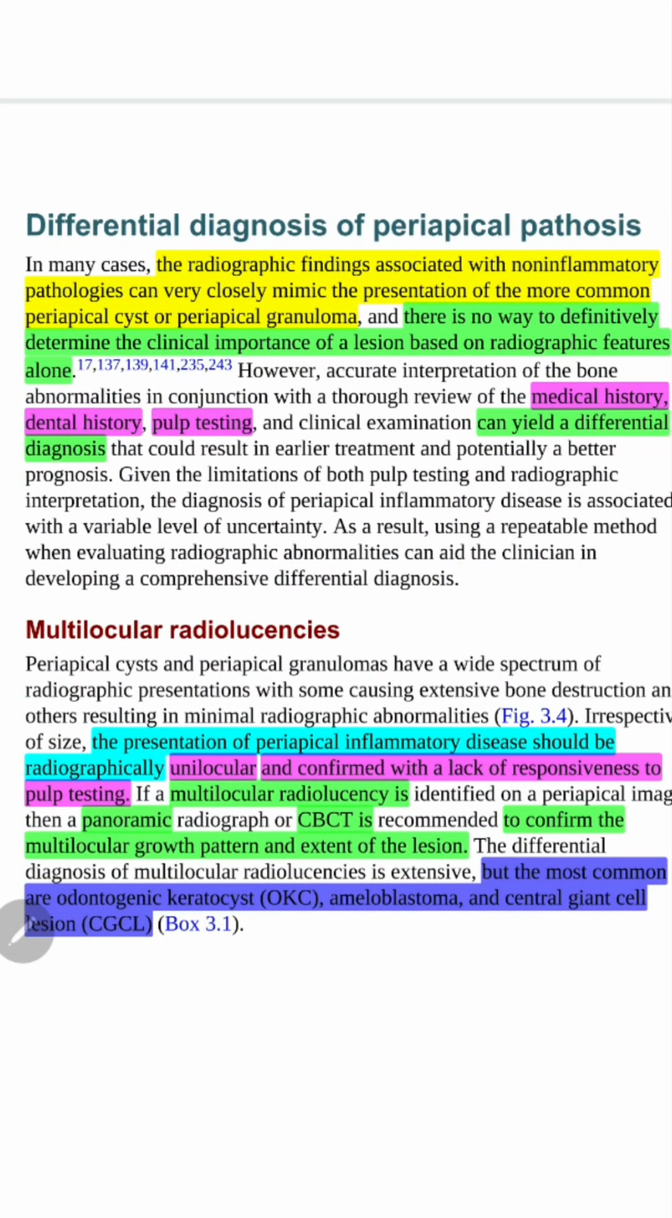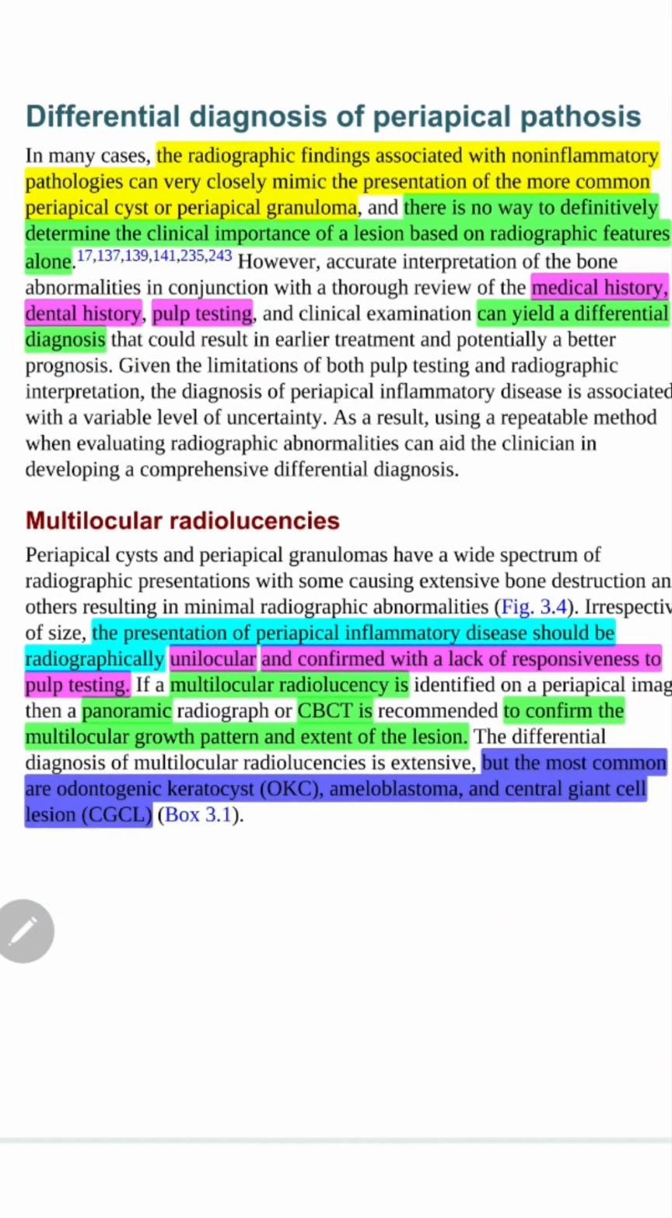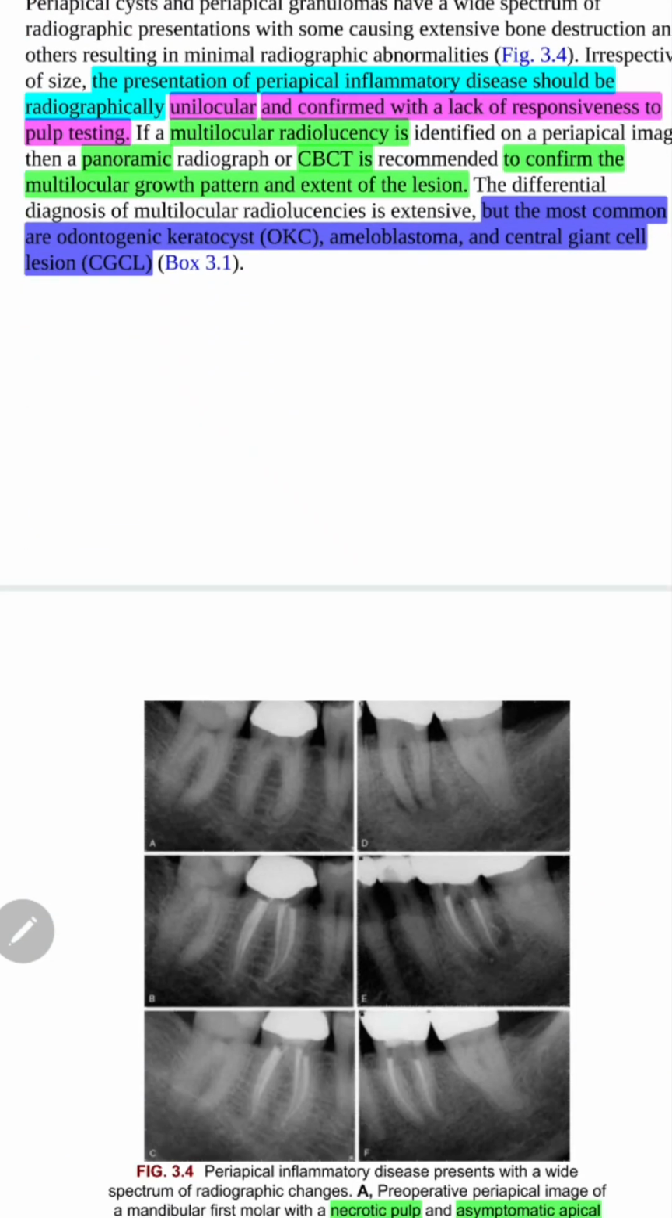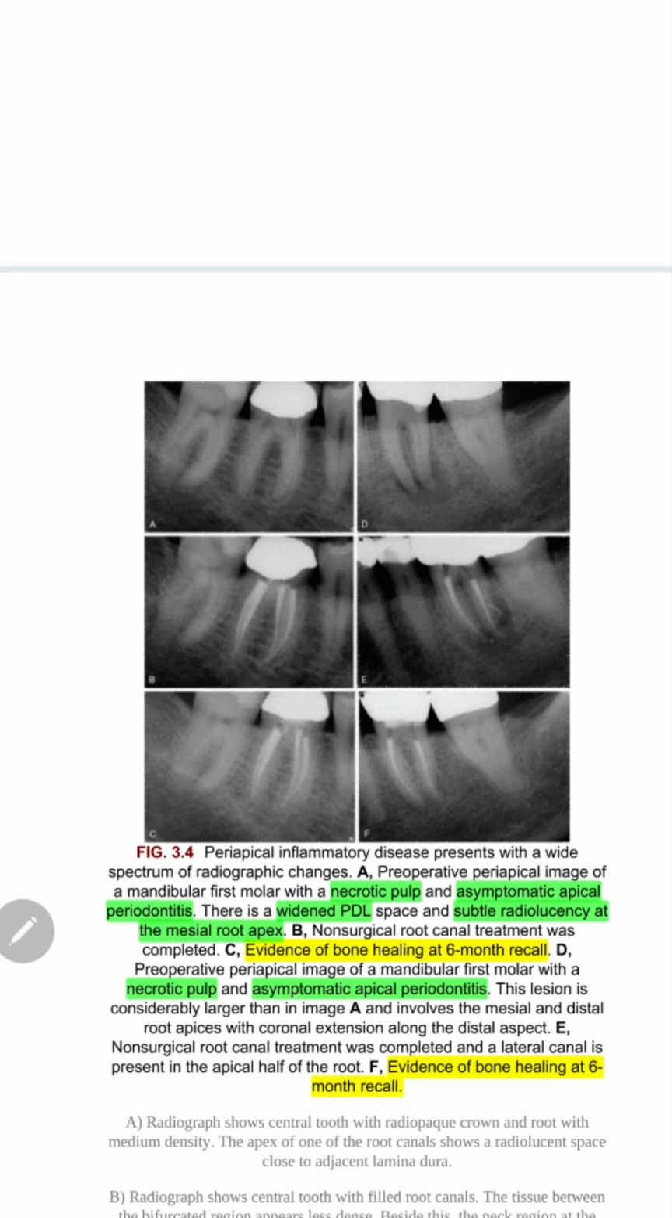We must know that radiographic findings associated with non-inflammatory pathologies can very closely mimic the presentation of the more common periapical cyst or periapical granuloma. So, there is no way to definitively determine the clinical importance of a lesion based on radiographic features alone. For that, medical history, dental history, and pulp testing can yield a differential diagnosis. Let's see what a normal periapical inflammatory lesion looks like.